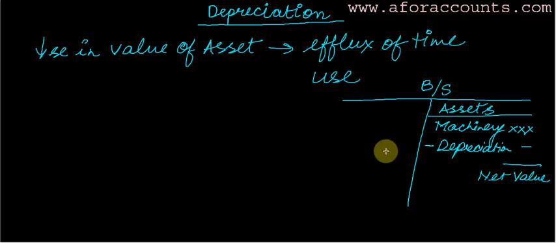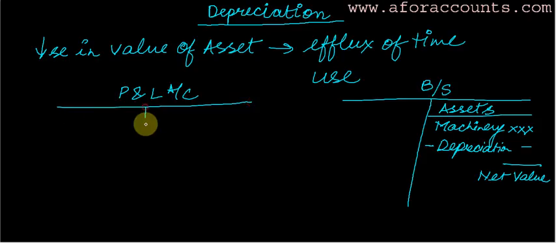We have to charge it regularly and not put the amount of total depreciation in 1 year. That will show a wrong picture. So how do I put it in my profit and loss account? Every year by a rate, say it is 10% of the total value. So if the machinery is of 10 lakhs, 1 lakh will be charged as depreciation every year if it is on a straight line method. I will discuss the methods later.